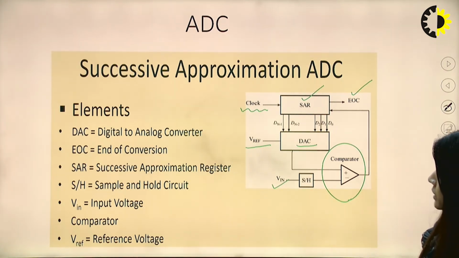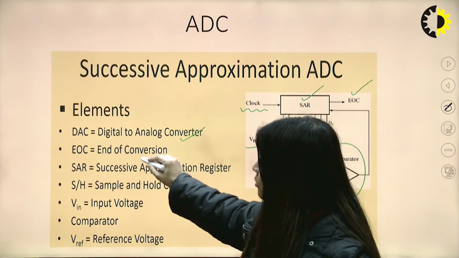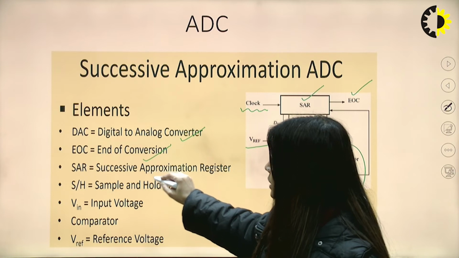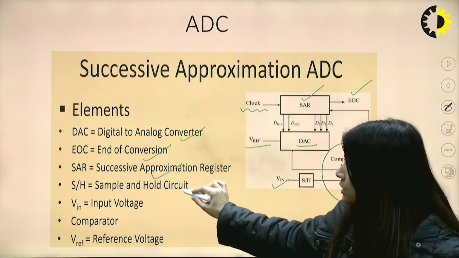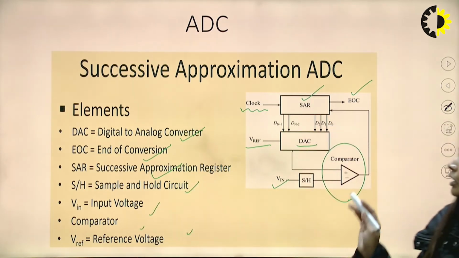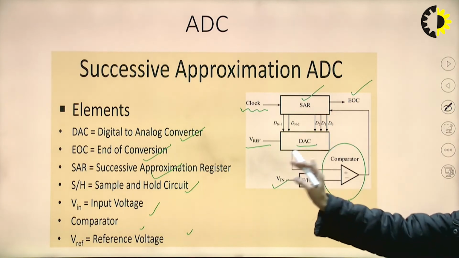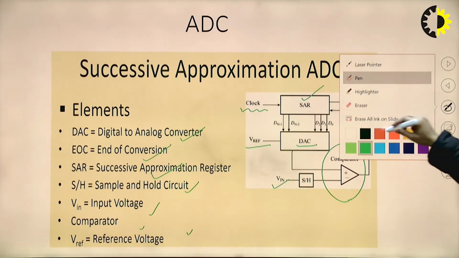Now let us see all the terms: DAC, digital to analog converter; EOC, end of conversion; SAR, successive approximation register, and this is the sample and hold circuit. This is the input voltage, comparator and the V reference. So all the blocks are included in this block diagram. Now let us understand this one by one.